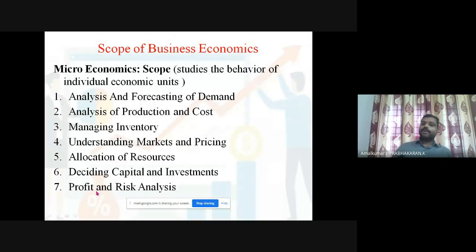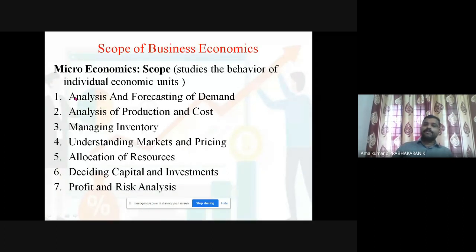And another one is profit and risk analysis. The profit and risk analysis for a particular company is done at the microeconomic level. So this is also a microeconomic scope of business economics. So the scope of business economics is classified into the microeconomic scope and the macroeconomic scope.